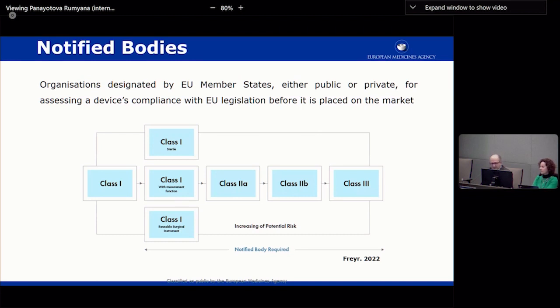The remit of that assessment only applies to the higher risk products, so it goes from class 2A to 3 and some specific types of class 1 devices. But even then it's not for the whole device itself, it's for a specific part of that device. For instance, if it's a class 1 sterilized medical device, the notified body's assessment will only focus on the sterilization process and not the product itself.